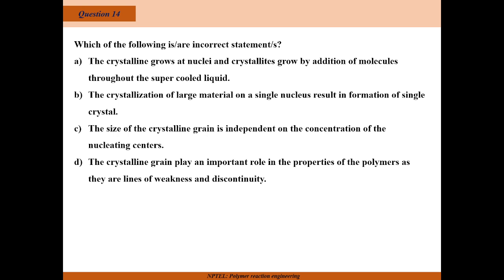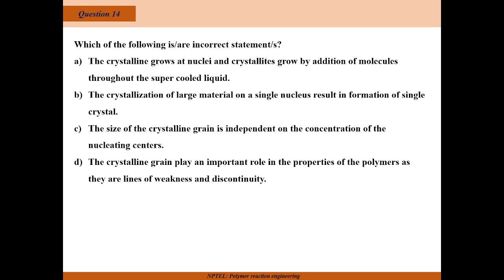The first statement says that the crystalline grows at nuclei and crystallites grow by addition of molecules throughout the supercooled liquid. Yes, that is the case. For crystallization to happen, there should be a nucleating point. It is not just for polymers, but true in general for the formation of crystals. There will be a nucleating point, and surrounding it other particles come, and then it will form a structured arrangement, thus forming a crystal.